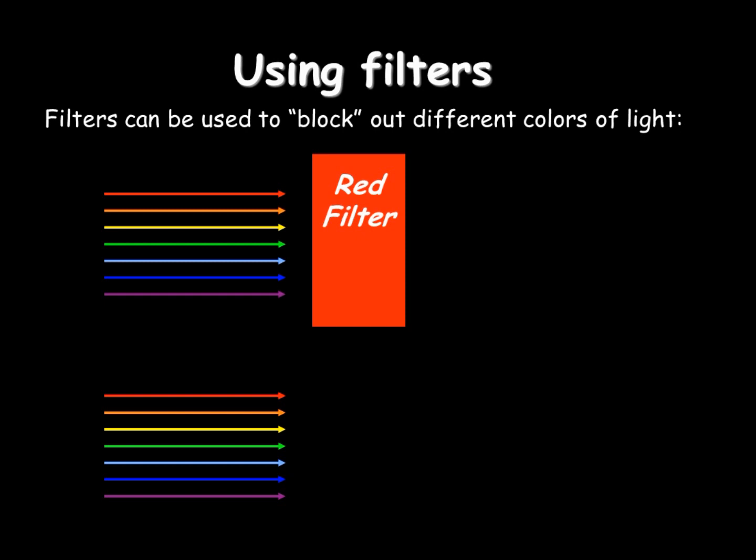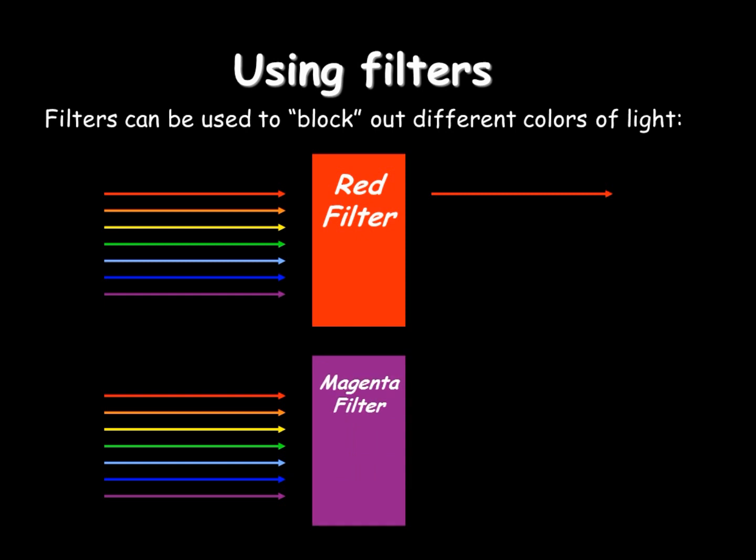If we put a filter above it, then we're actually trapping some of that light. So if we put a red filter, then that means only red is going to get through. Everything else is going to get blocked, and all we see is red. If we put a magenta filter on, only purple and the colors that make purple will get through.